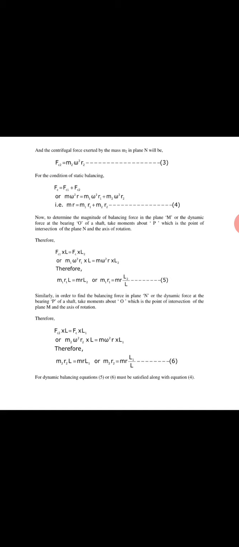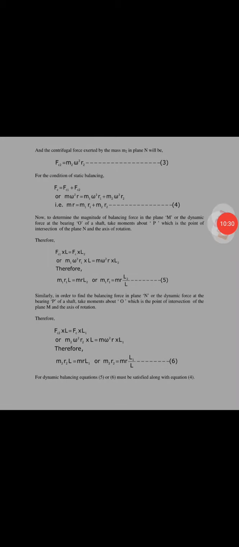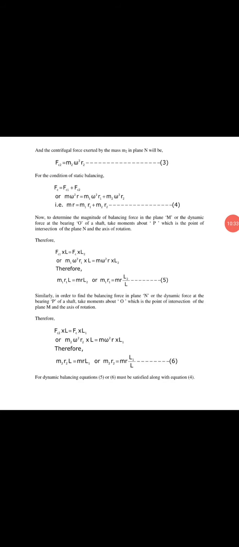In order to find the balancing force in plane N, the dynamic force on bearing P of a shaft, take moments about O, the point of intersection of plane M and the axis of rotation. So F2 into L is equal to F into L1, that is, M2 omega square R2 into L equals M omega square R into L1. Therefore M2 R2 L equals M R L1, so M2 R2 equals MR L1 by L. That's equation 6. So when we balance, 5 and 6 should be satisfied along with 4.